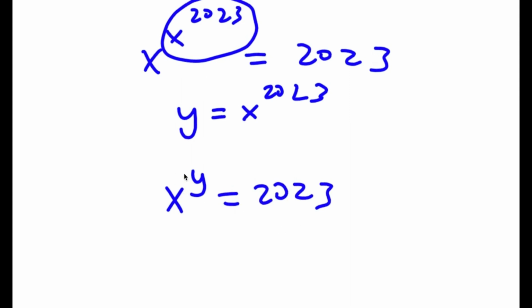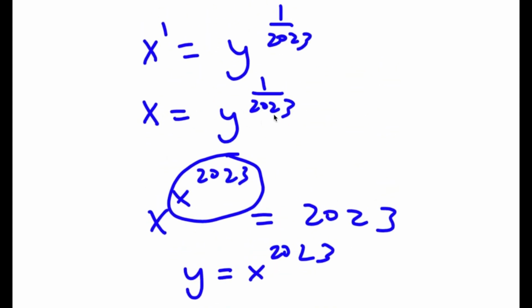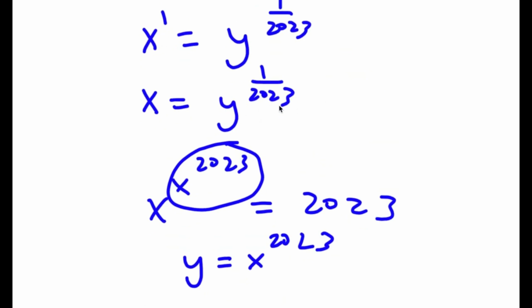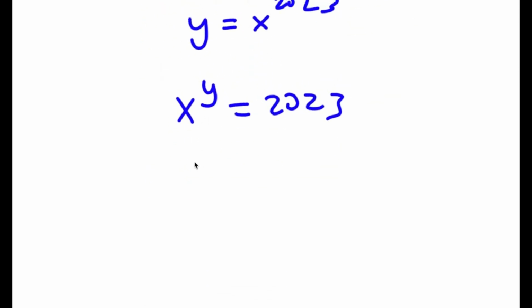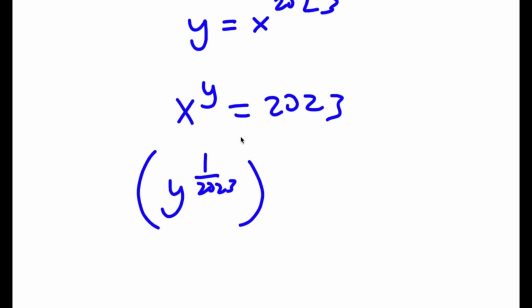Now remember, x is equal to y to the power of 1 over 2023. So if this is true, now I can replace x with y to the power of 1 over 2023, and then I have this to the power of y, which is equal to 2023.